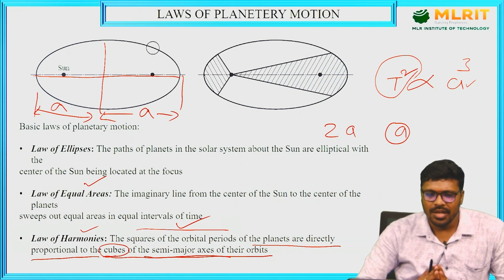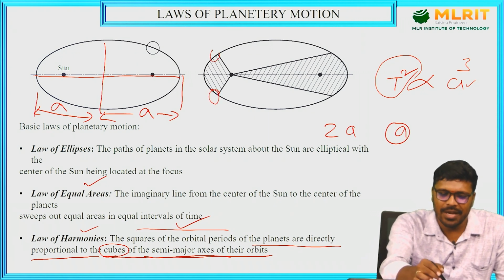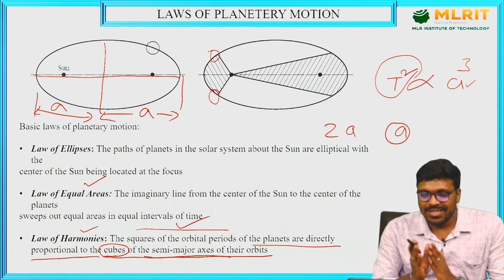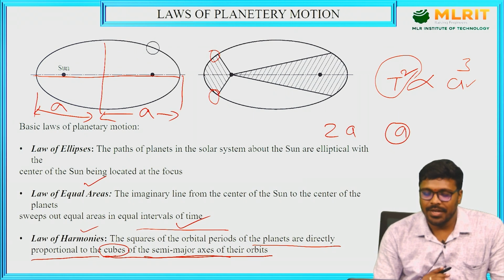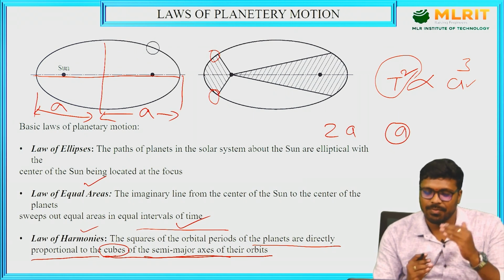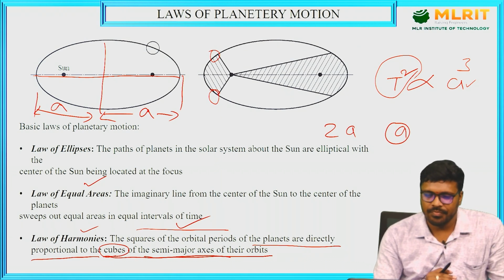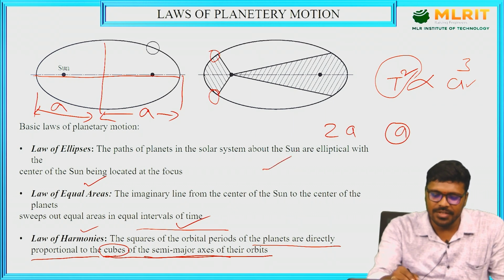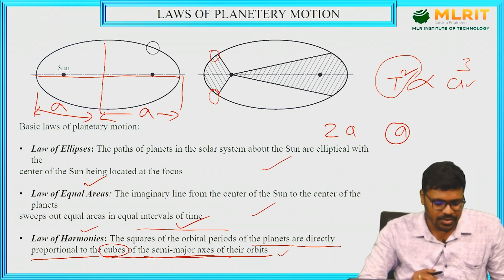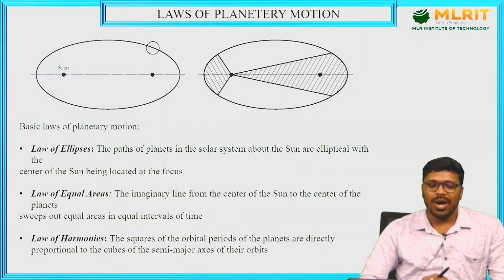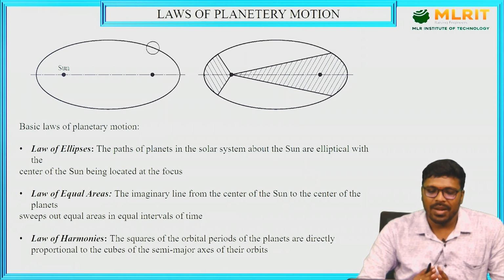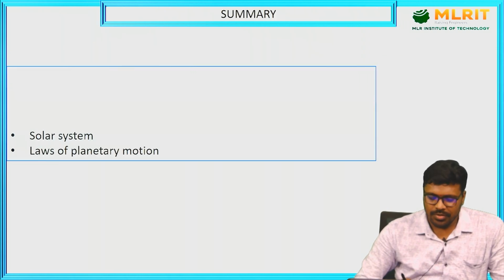These are the laws of planetary motion by which we can analyze the position of a planet at different times. We can easily estimate the position of a planet after 5 years, or after 3 months, with the help of these 3 laws. These laws help us a lot to analyze the motion of planets around the sun. So these are the topics which we have discussed.